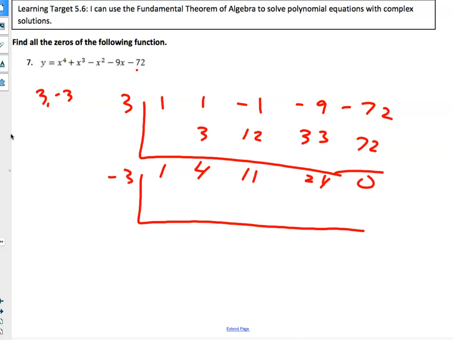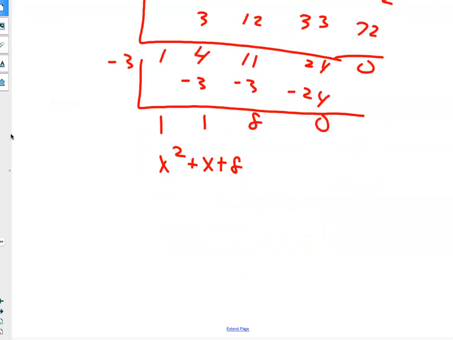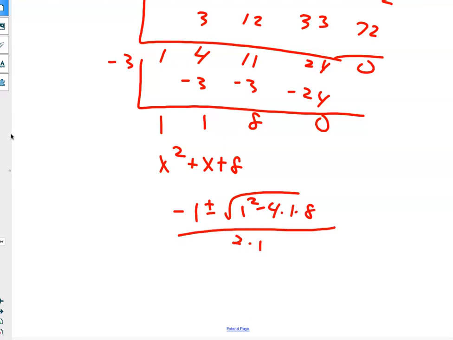Put -3 in. Drop it down. Multiply, add, multiply, add, multiply, add. Now I'm down to a quadratic, x squared plus x plus 8. That is not factorable. I can't multiply to be 8 and get 1. So I'm going to have to do my good old quadratic formula. X equals -b plus or minus square root b squared minus 4ac all over 2a. -1 plus or minus. The discriminant is 1 minus 32, -31. Over 2.